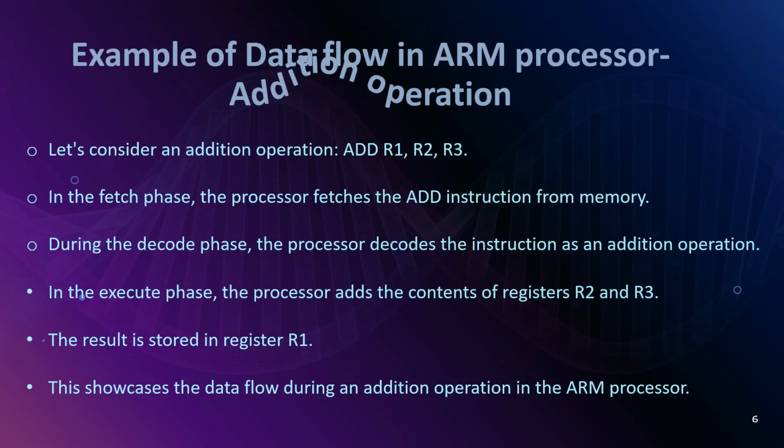Example of data flow in ARM processor, addition operation. Let's consider an addition operation: ADD R1, R2, R3. In the fetch phase, the processor fetches the add instruction from memory. During the decode phase, the processor decodes the instruction as an addition operation. In the execute phase, the processor adds the contents of registers R2 and R3. The result is stored in register R1. This showcases the data flow during an addition operation in the ARM processor.